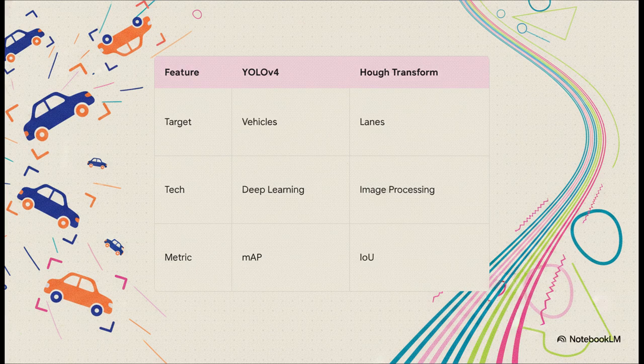It hunts for other cars, draws those familiar bounding boxes around them, and its accuracy is graded by a metric called mean average precision, or MAP. On the other side, we have the Hough Transform. No deep learning here, this is classical image processing. It acts as the spatial boundary manager by using the Canny edge detection method to lock onto static lane lines. Its performance is measured by intersection over union, or IOU. So one system handles the dynamic chaos of traffic, while the other maps the static, geometric rules of the road.